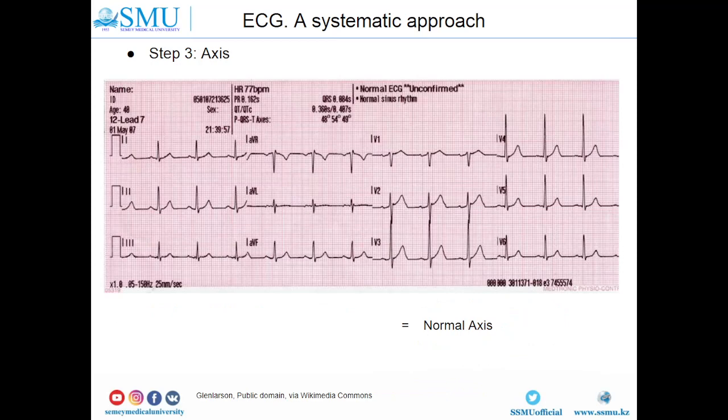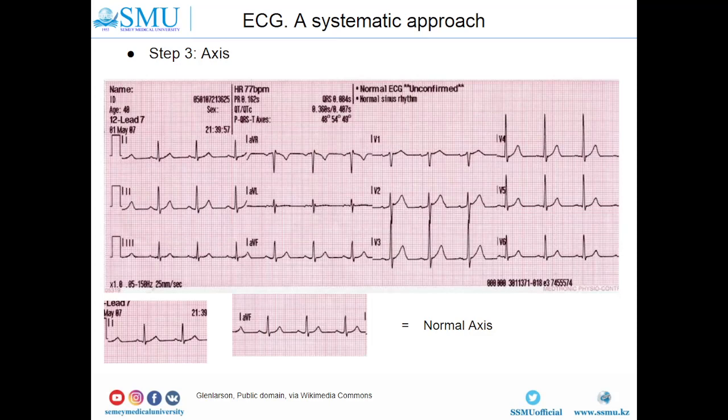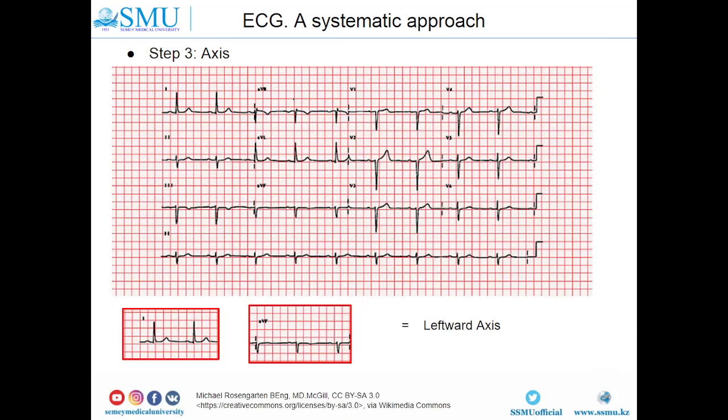In our case, please let's pay attention to the first lead. In the first lead, QRS is predominantly positive. Okay, let's pay attention to the aVF. In the aVF, it is also predominantly positive. Hence, we have a normal axis.